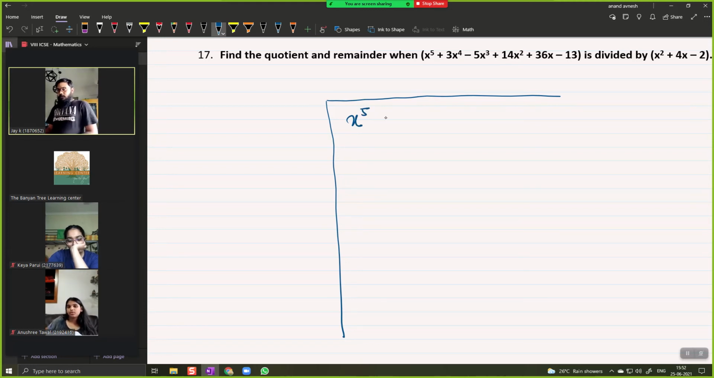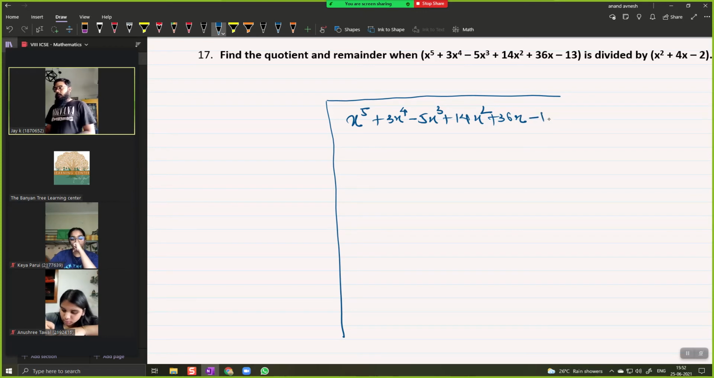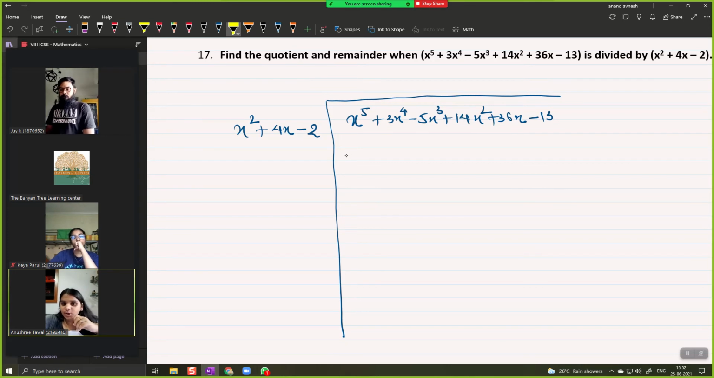X raised to 5, this is our dividend: x raised to 5 plus 3x raised to 4 minus 5x cube plus 14x square plus 36x minus 13. Now this is divided by x square plus 4x minus 2. Tell me, Anushri, first step. Yes, sir. First we'll divide x square.